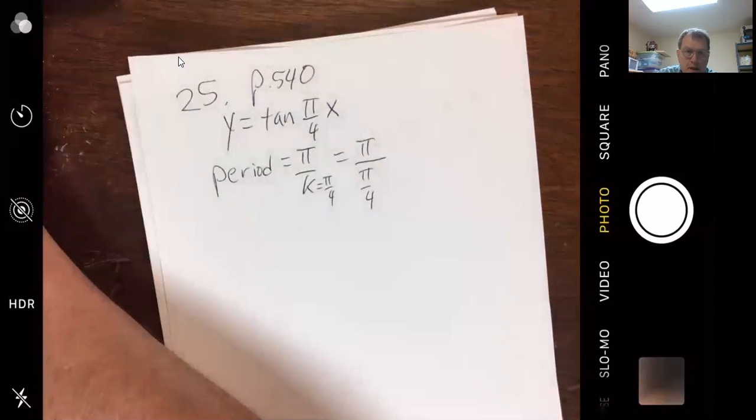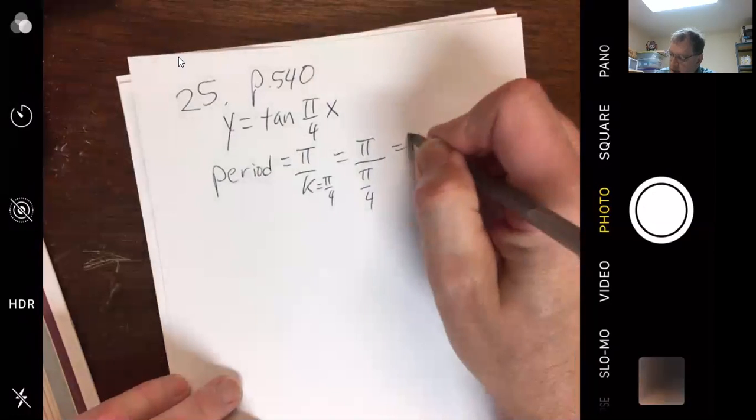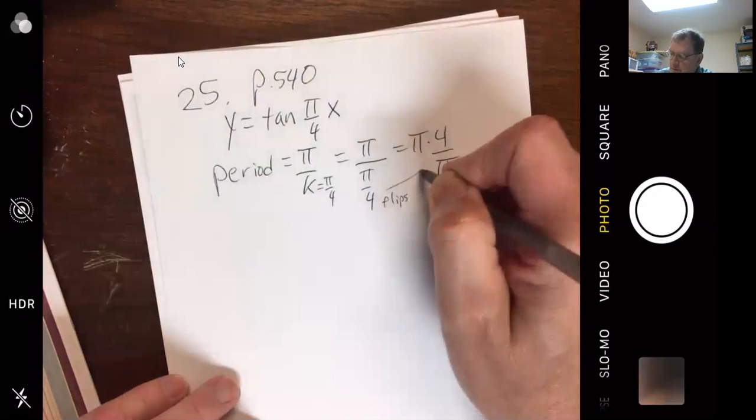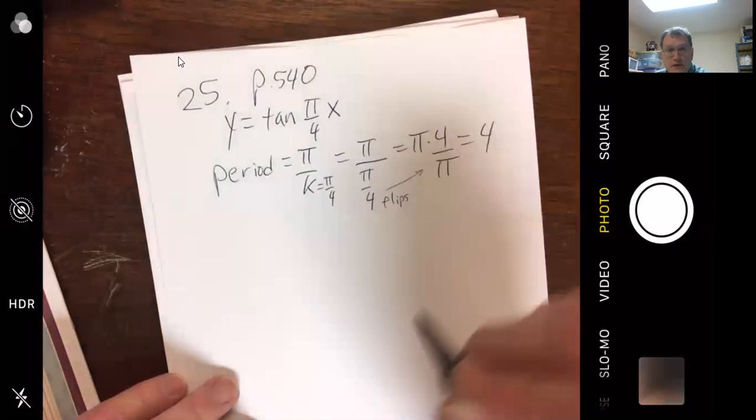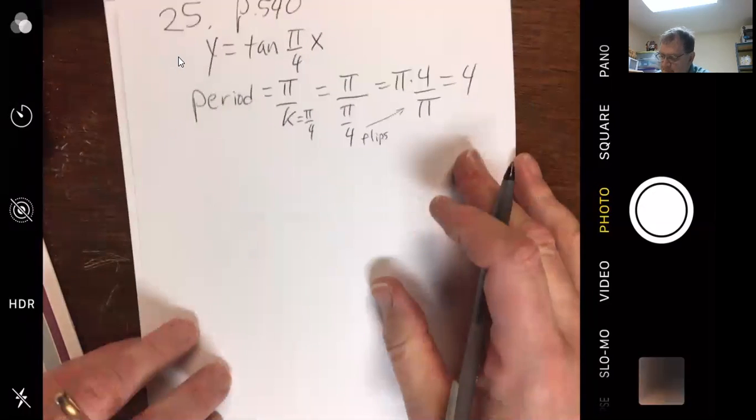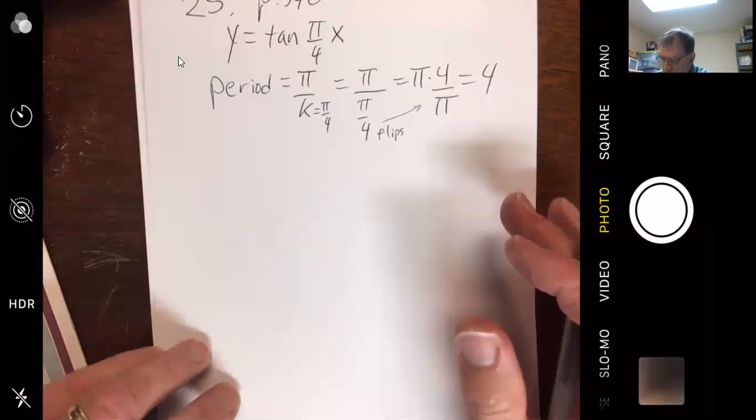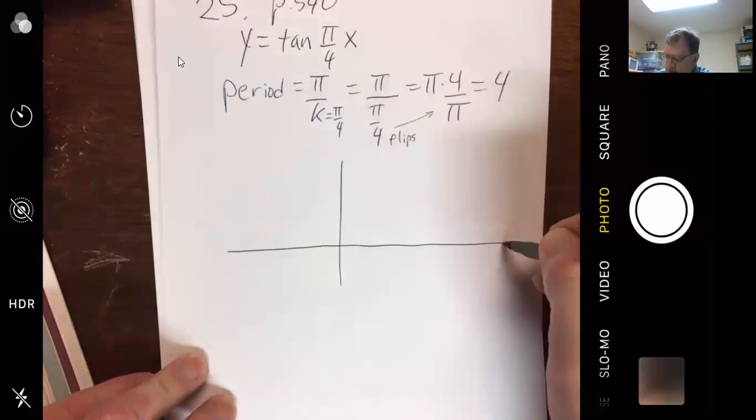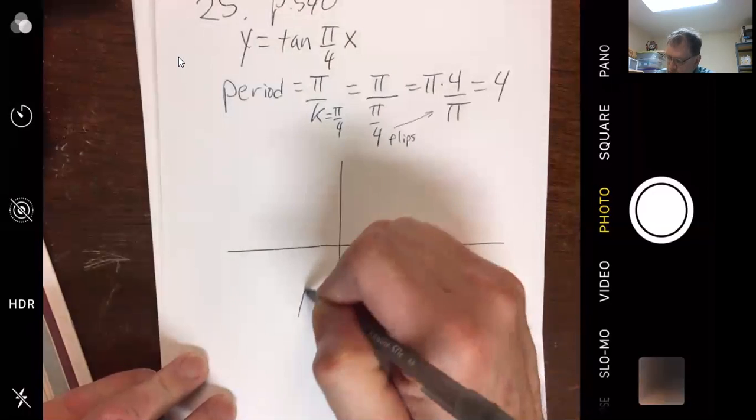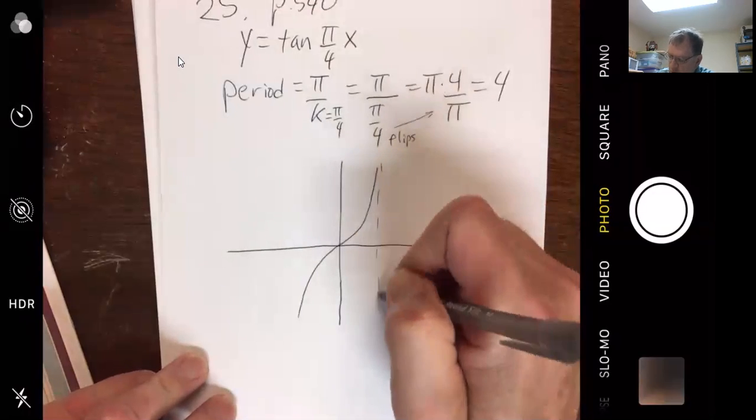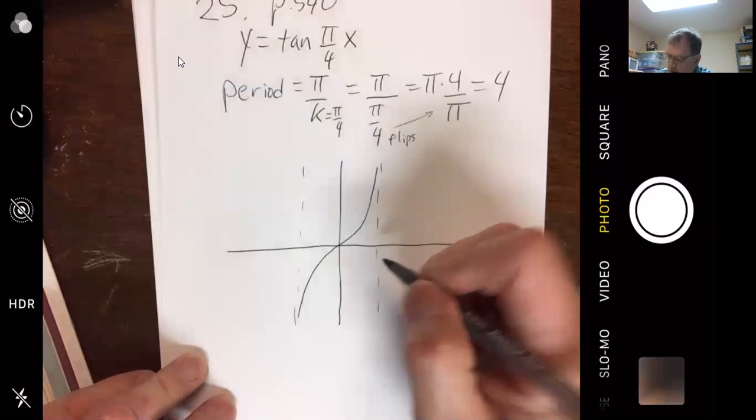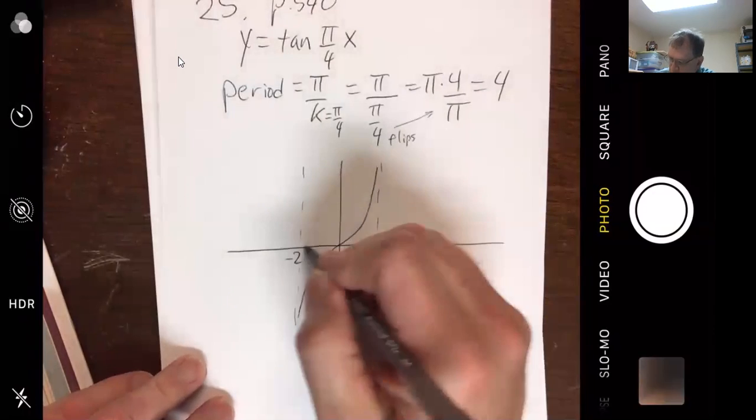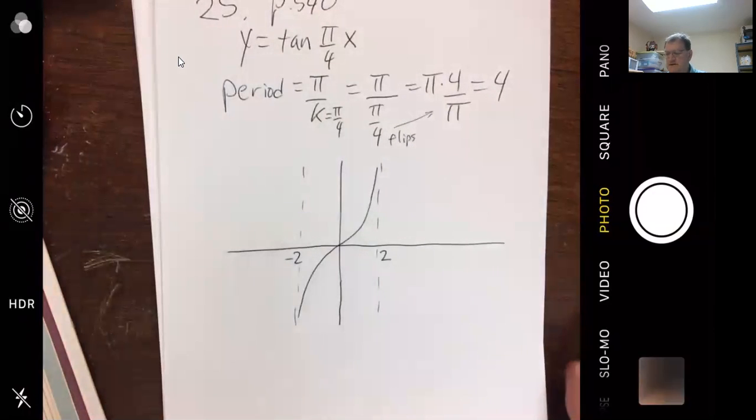Okay, there we are. And that'll be pi times 4 over pi. Remember, this flips. You multiply, which will be 4. So the period on this one is 4. And so we can almost sketch it out by hand. It will go straight through. And your asymptotes will be 2 here and -2. So that difference is 4. That's the center one.